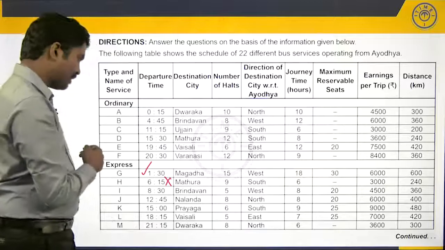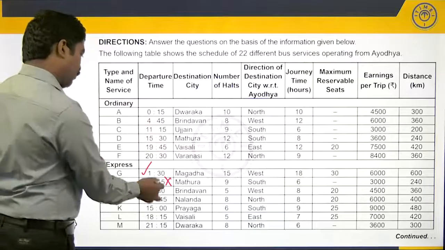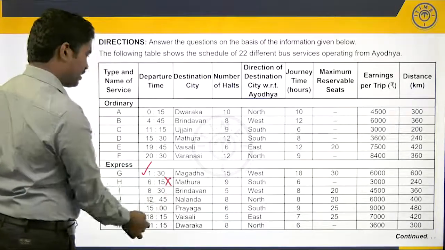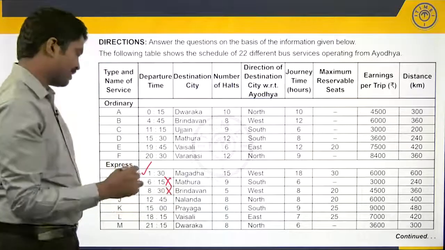What about this 8:30 trip? Before 8:30, we have a 4:45 here. But after 4:45, we have seen there's a 6:15 and there's something else. So this also doesn't satisfy.